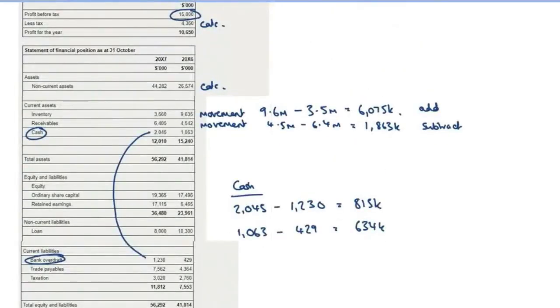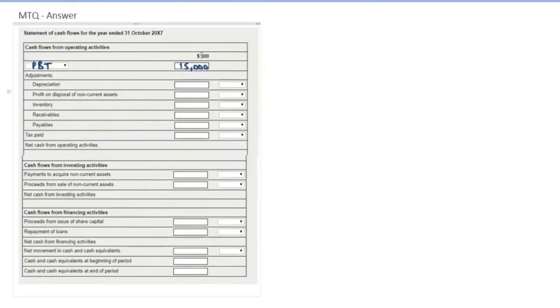wanted to flag that because I already had some easy marks in for my profit before tax. I've just worked out what my cash position at the end of the year was, 815,000, wasn't it? We worked out very easily what my cash position at the start of the year was, 634. I've got the start, I've got the end of the year. What is the change? Well, it's 181.